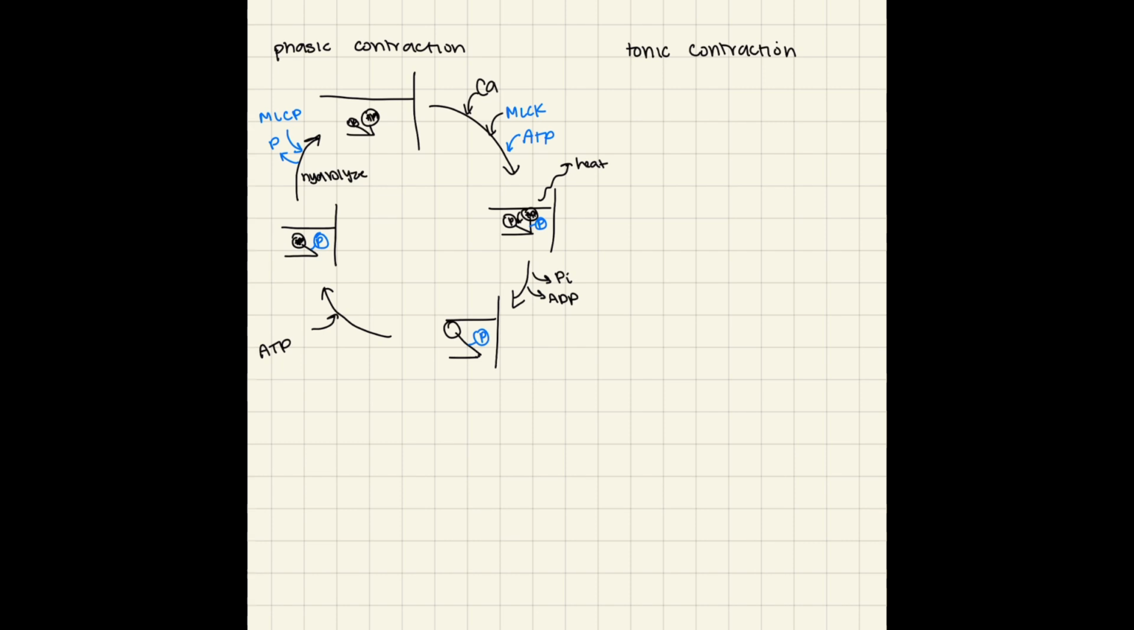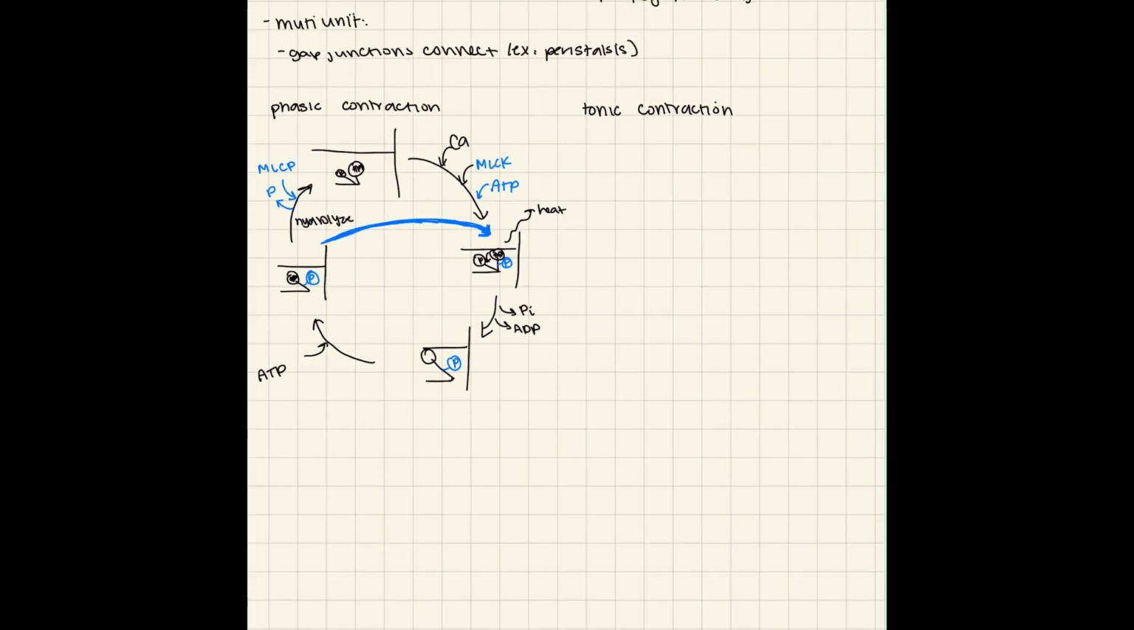This step actually can be bypassed in a phasic contraction, so we can bypass and go straight to step 2, just like that. So we can go right back to rebinding if we keep the phosphate on.